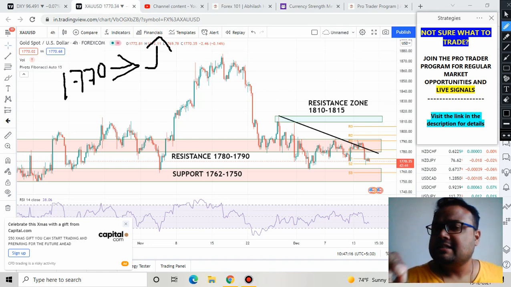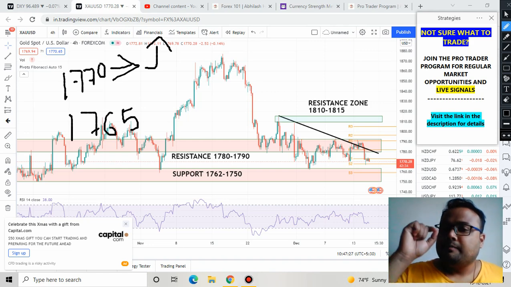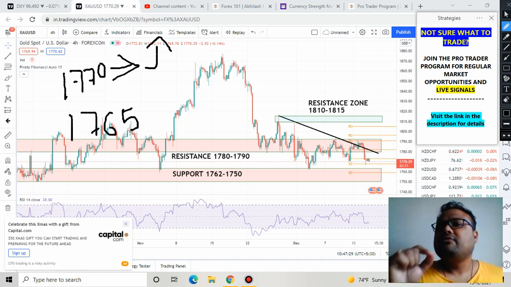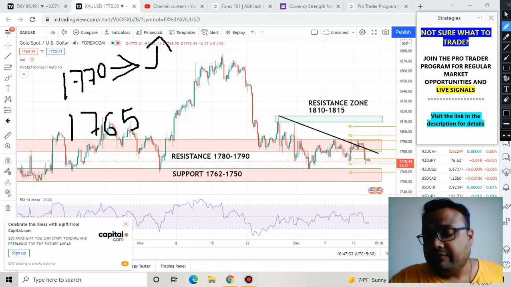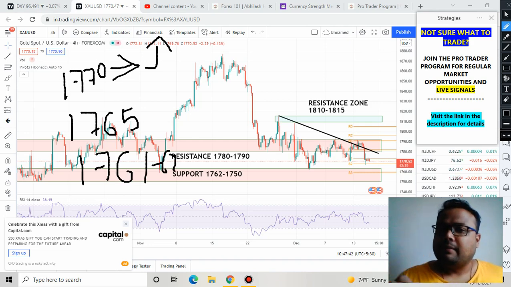In case the 1770 level fails, then the next minor level, yes, all the levels are minor, will be 1765. In case gold bounces from the 1765 level, you can take a buy position. But if it fails to provide support, then the next level will be 1761 or 1762. If it bounces from this level, good enough, there's a good chance of the market bouncing from here.